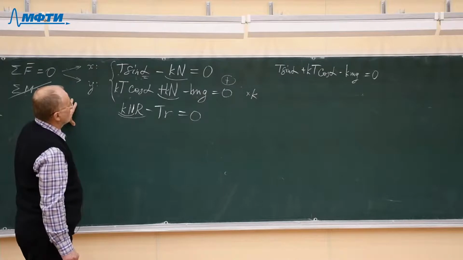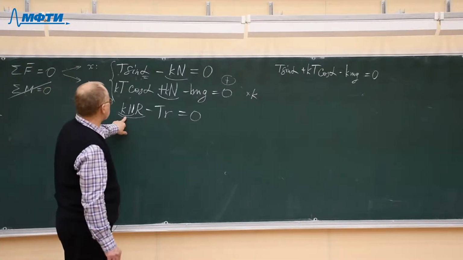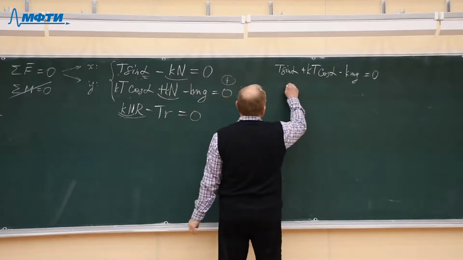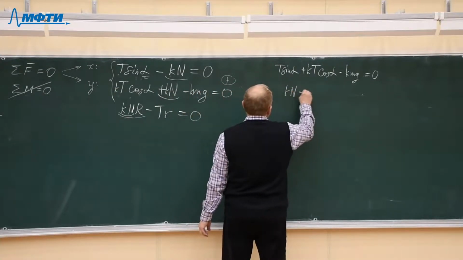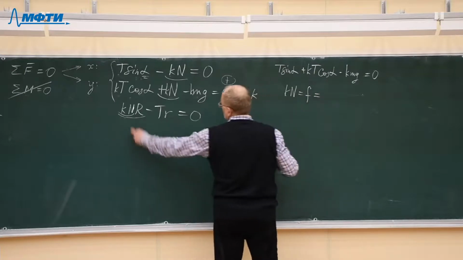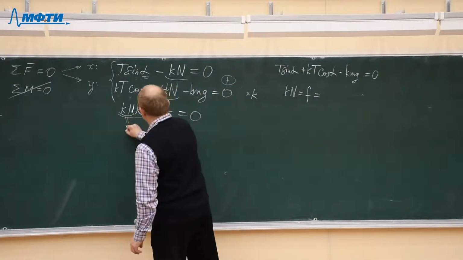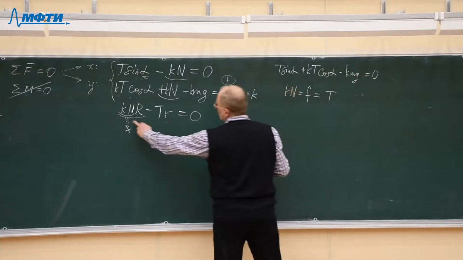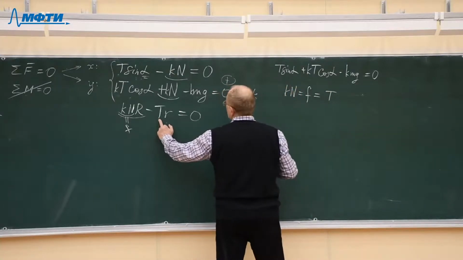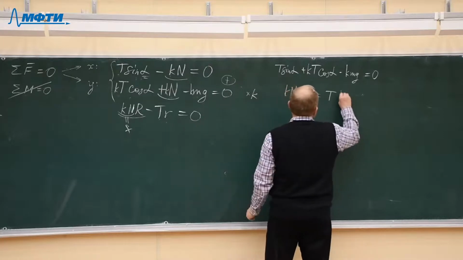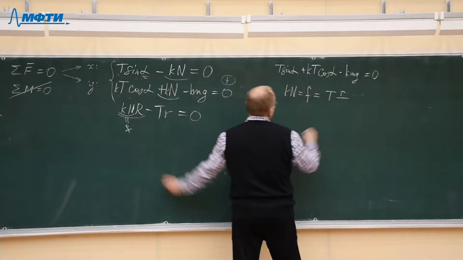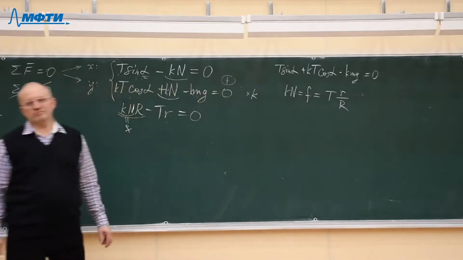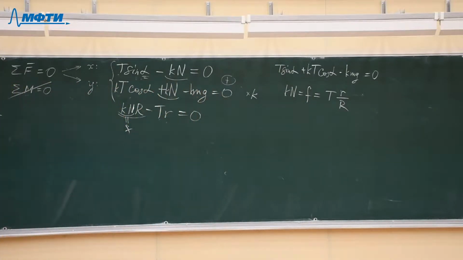Okay, and the last equation still contains N and k, which is the force of friction, which can easily be found from this equation. If we need it, we can find it. It's T small r over capital R. If you need the force of friction, you can easily find it.